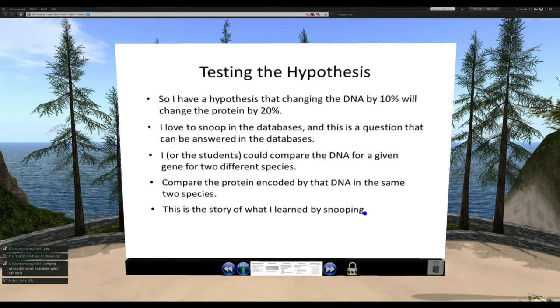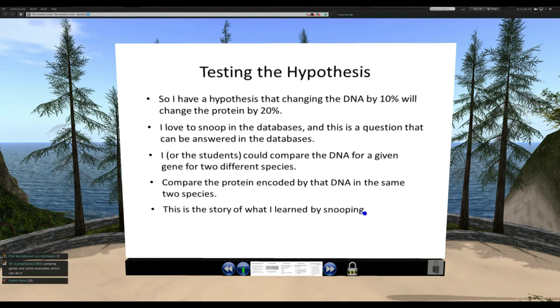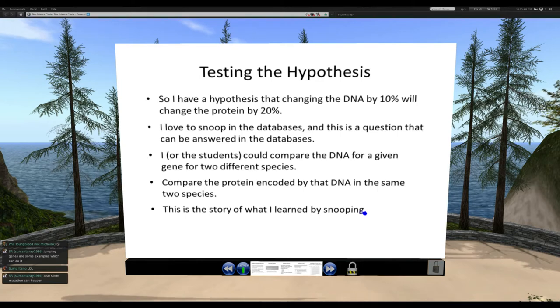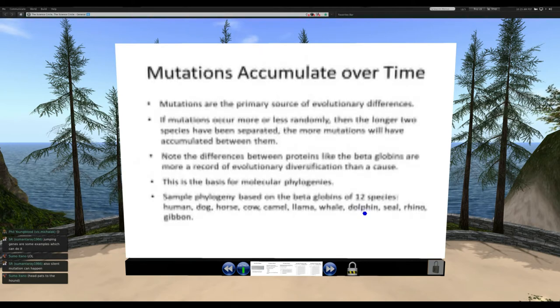And so I thought, well, I'll just check and see if that is the situation. That if you get 30 base changes, you'll only have 20 amino acid changes. So this is what I learned by looking at the databases. And it turned out to be interesting.